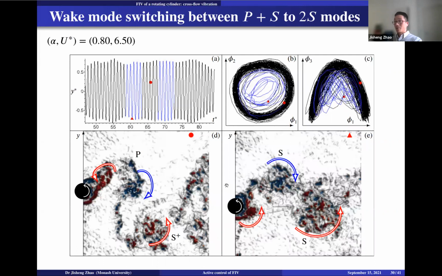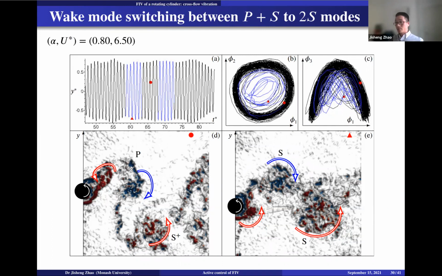And just try to show you the wake mode switching behavior. For example, here we can observe a P plus S mode, a P here, which means a pair. It was termed by Williamson and Roshko when they observed the wake patterns behind a forced oscillating cylinder. They term a pair of vortices shed per half cycle, they call it pair. So anyway, here we have a pair plus a single, S represents single vortices shed per cycle.